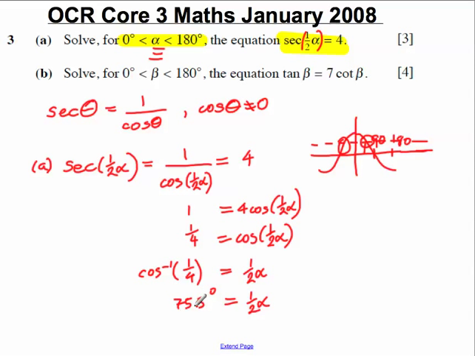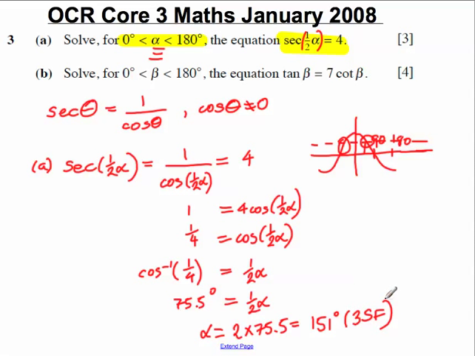So half alpha must be equal to 75.5, but the question asks us to solve for alpha, so alpha therefore must equal 2 lots of 75.5, which is equal to 151 degrees to 3 significant figures.